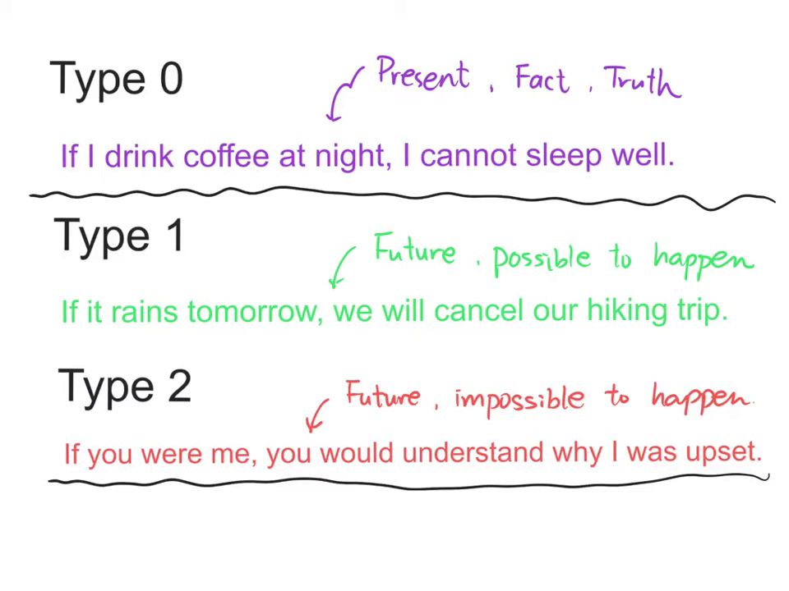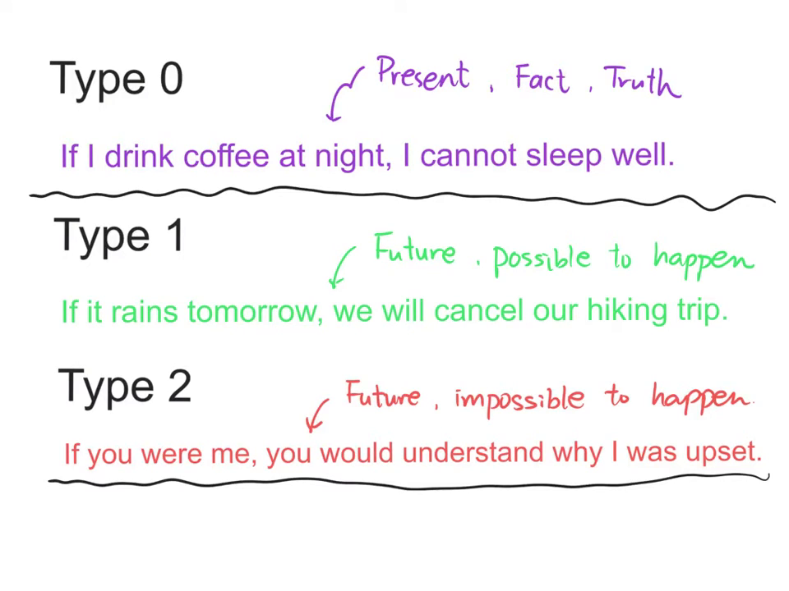For example, in type 1, if it rains tomorrow, we will cancel our hiking trip. So it's something in the future, tomorrow. It hasn't happened yet. It hasn't rained yet. We're just making a prediction about the future. But if we have this condition, then we will do this action. If it rains tomorrow, then we will cancel our hiking trip.